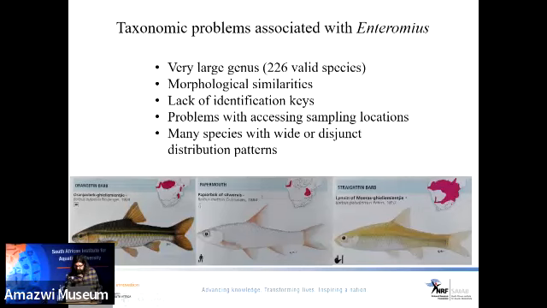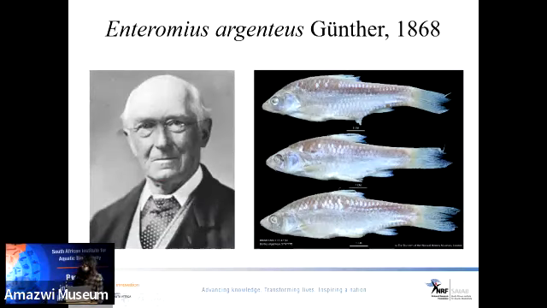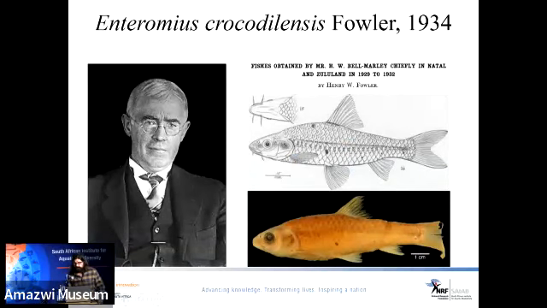And so my story here begins with Enteromius argenteus, which was described by Albert Gunther in 1868, based on specimens collected by Friedrich Welwitsch, whom you might know from the Welwitschia plant. These were described from the Kwanza River system in Angola. And then in 1934, Henry Weed Fowler described a species collected from the Crocodile River in the Nkomati River system, hence the name.